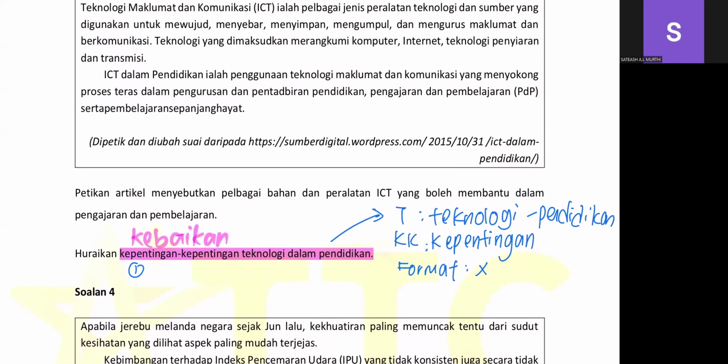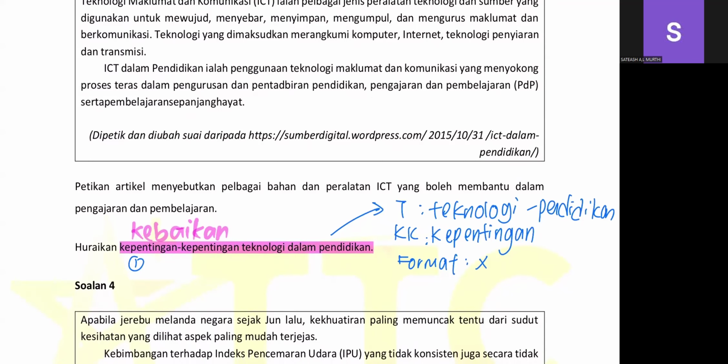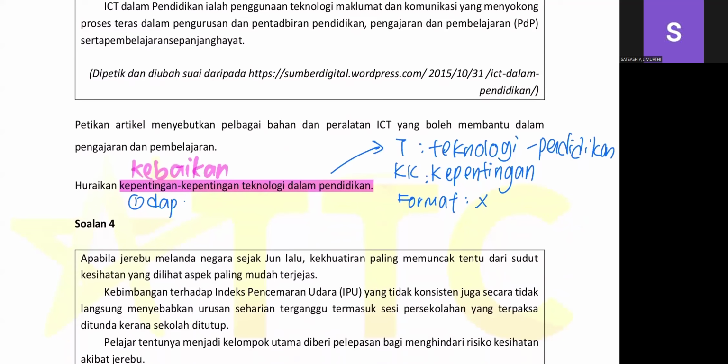For this type, sometimes you can actually refer to it when you're writing your essay, because it's very useful when you are thinking of points. Tidak perlu membawa beg ke sekolah. Okay, they can replace, menggantikan buku teks yang berat. They can replace the textbooks that are very heavy. Okay, what else?